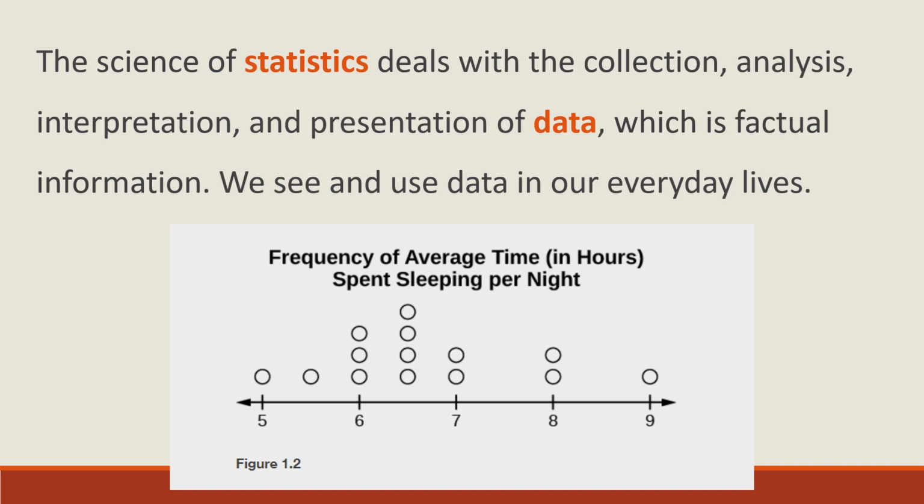And here in figure 1.2 from our textbook, we see a dot graph of the frequency of average time in hours spent sleeping per night. So each dot represents one data point, and it's graphed on the number line, so we can see that there's a high between 6 and 7. We can see that there's data points at 5 and 9, which are on the outside edges. And this visual gives us a good way to look at our data. We see this kind of thing all the time.